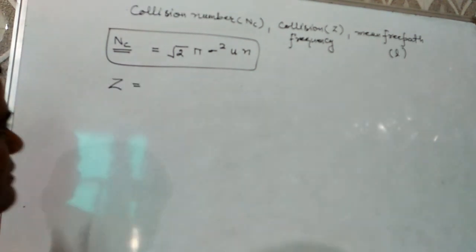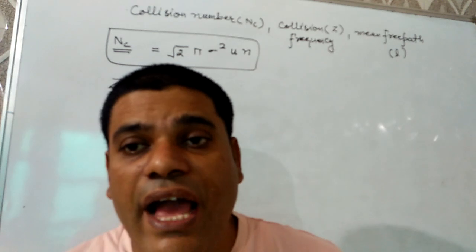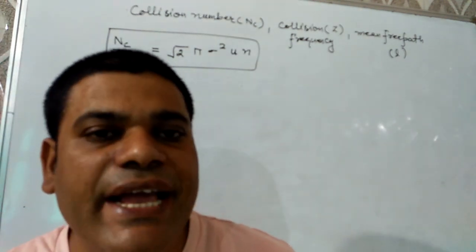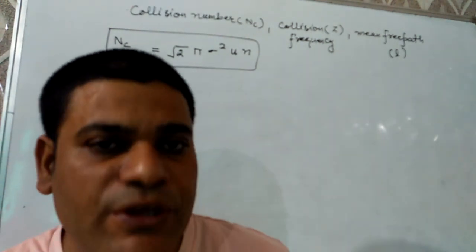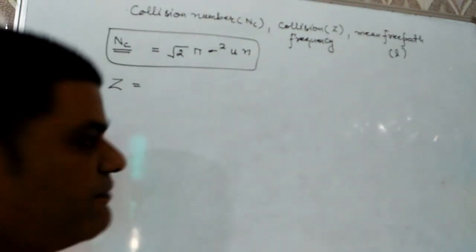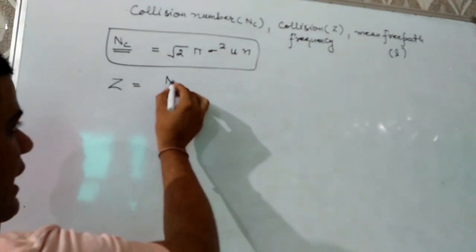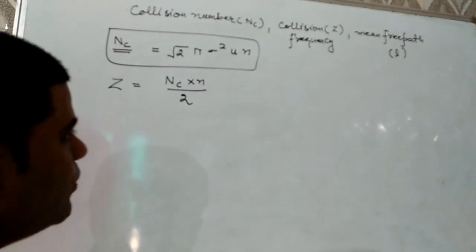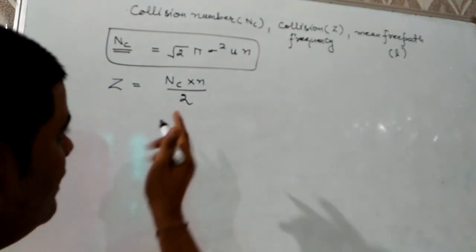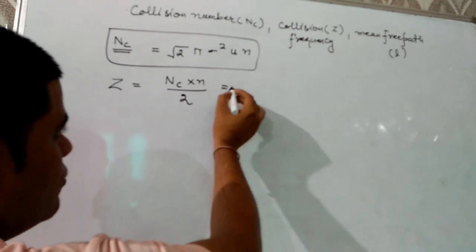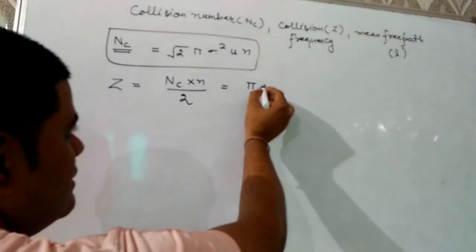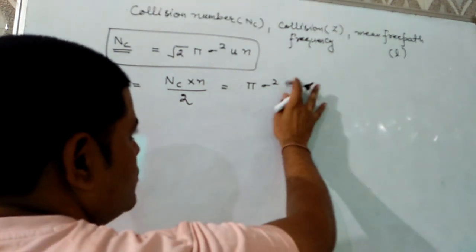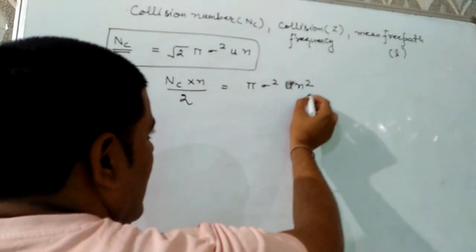Now we have to discuss the collision frequency. It is denoted by Z, and it is the average number of collisions made by gas molecules in a volume of 1 cubic centimeter in unit time. Mathematically it is Nc into N upon 2. Putting in the formula, it comes out to be pi sigma square U N square upon root 2.